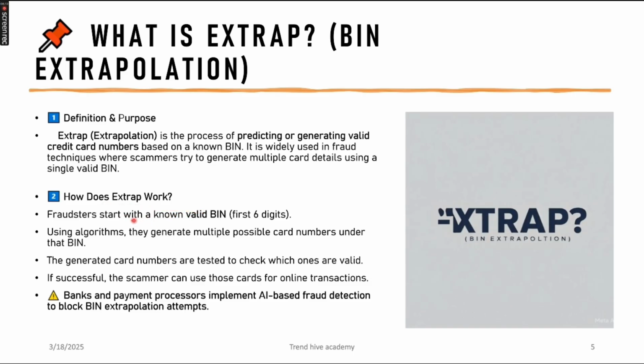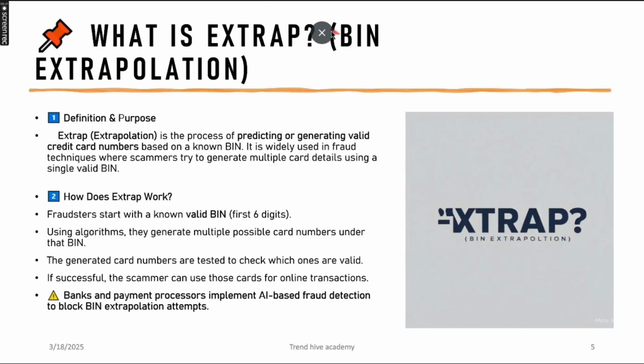Now, how does extrap work? Fraudsters start with a known valid BIN. Using algorithms, they generate multiple possible card numbers under that BIN. As I showed you, the generated card numbers are tested to check which ones are valid. If successful, the scammers can use those cards for online transactions. Banks and payment processors implement AI-based fraud detection to block BIN extrapolation attempts.